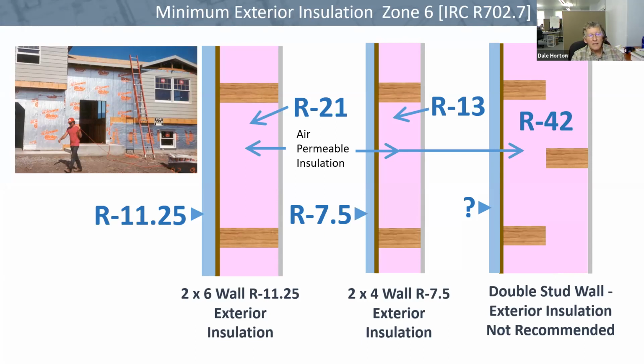Now, one would ask, I would think, well, if moisture condensation on the exterior sheathing is a problem, why don't we just prevent moisture from getting into that cavity? And that's what the code now does.